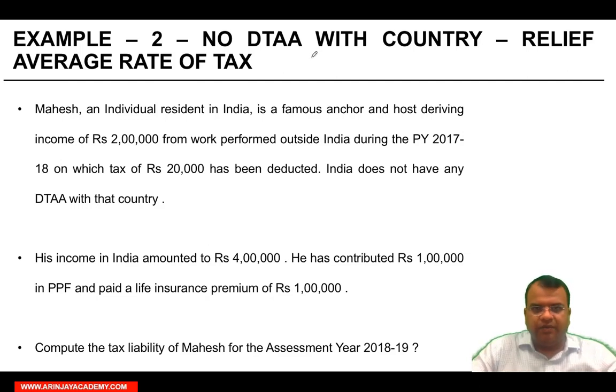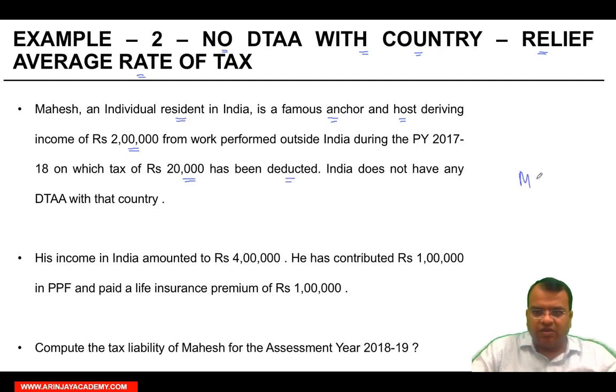Let us look at an example where there is no DTAA that India has with the country where the tax has been deducted. How do you give the relief? What is the average rate of tax? All these calculations we will just see in this example. Mahesh, an individual resident in India, is a famous anchor and host deriving income of rupees 2 lakh from work performed outside India during previous year 2017-18, on which tax of rupees 20,000 has been deducted.